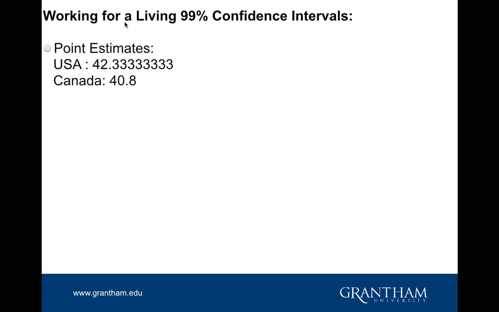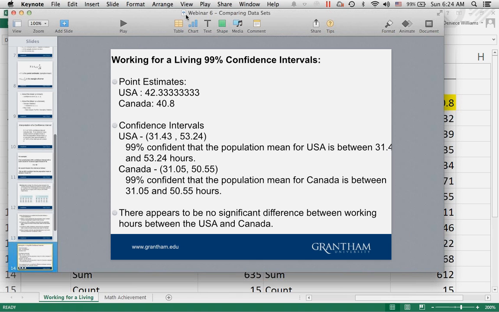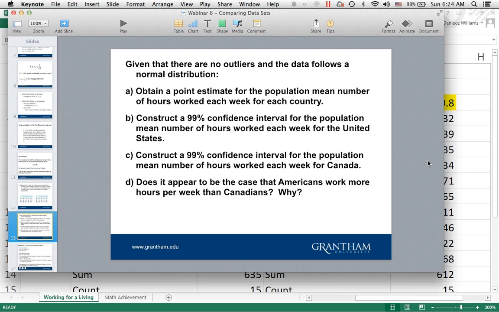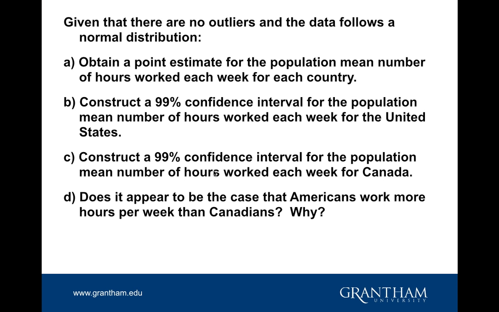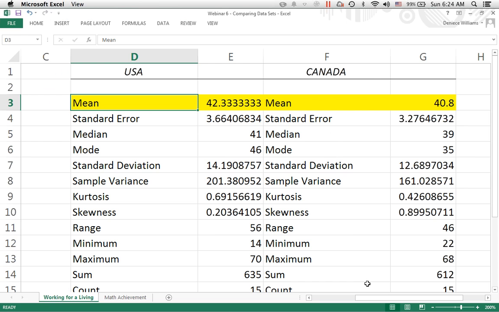The way for us to compare the two is by looking at the confidence intervals. This is one way to compare the two. There's a difference, but it might not be that significant. And so what we're going to do is answer the B and C parts of the question. The B and C parts ask us to construct a 99% confidence interval for the population mean for the number of hours worked each week for the United States and Canada. So let's go back to our Excel spreadsheet and see about the answers for B and C.